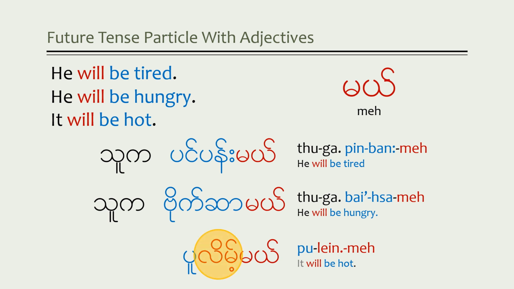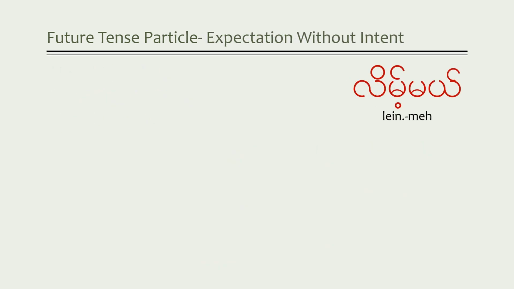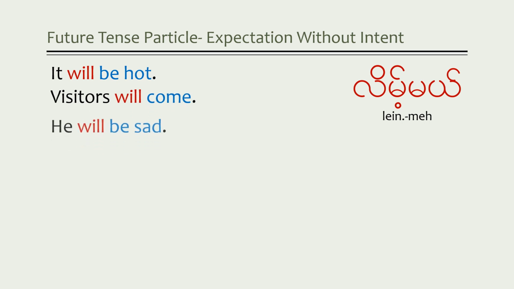So the question is, why did we add this additional particle? Why couldn't we just say, Pume? Well, let me explain. So here's the particle combination we're going to talk about. It's pronounced lein. Now I know that's a pretty confusing heading I have on this page. Future tense particle, expectation without intent. So let me try to explain it with a few examples. It will be hot, visitors will come, he will be sad.